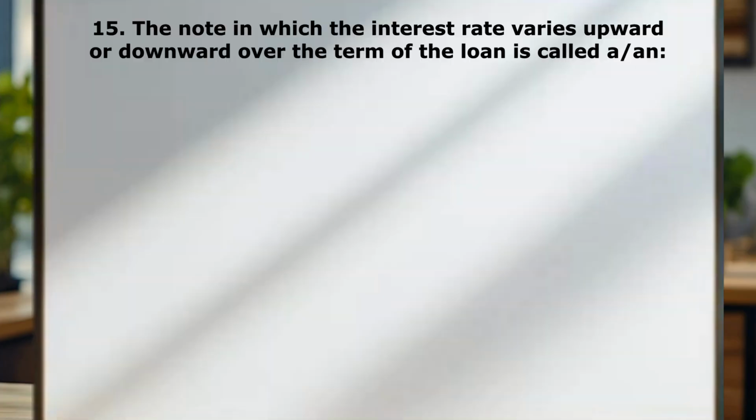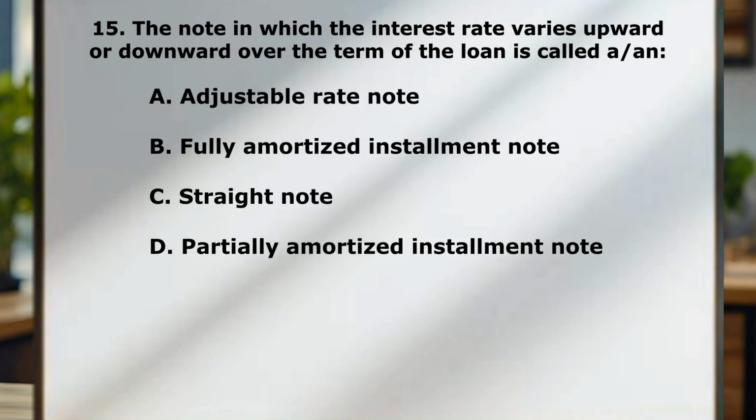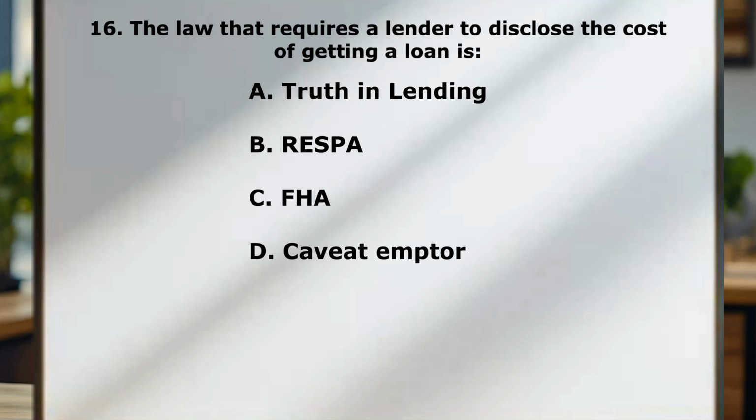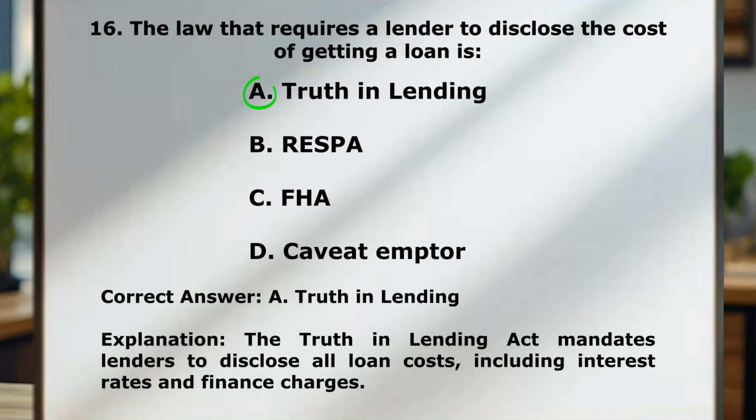Question number 15. The note in which the interest rate varies upward or downward over the term of the loan is called A, adjustable rate note, B, fully amortized installment note, C, straight note, D, partially amortized installment note. Correct answer here is A, adjustable rate note. Question number 16. The law that requires a lender to disclose the cost of getting a loan is A, truth in lending, B, RESPA, C, FHA, D, caveat emptor. Correct answer here is A, truth in lending.